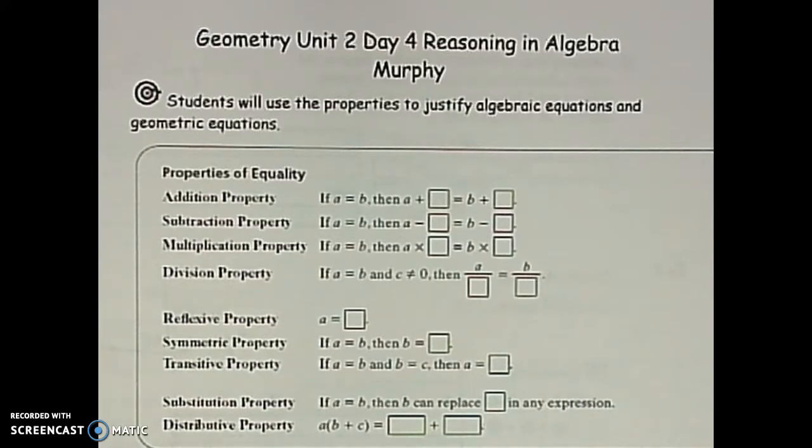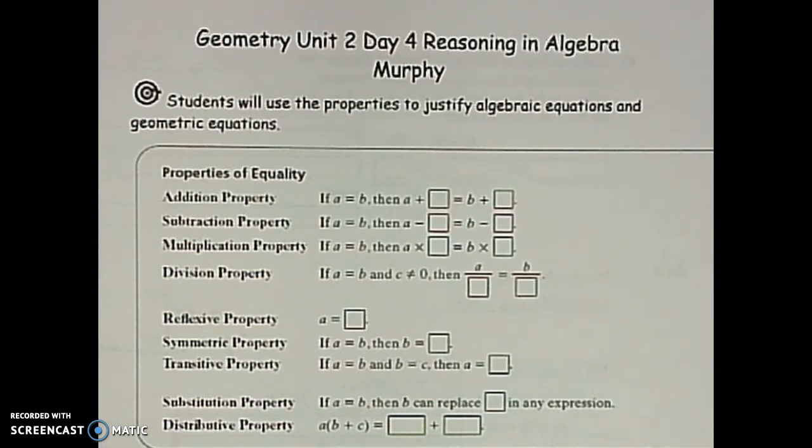Today we're starting on day 4, which is reasoning and algebra. This whole unit has been talking about inductive and deductive reasoning. And today we're going to focus on deductive. So we're actually going to take a look at what we call proofs, and we're going to start with algebraic ones. So those are statements or an equation that we can solve, but in this case we're actually going to give reasons for why we do each step.